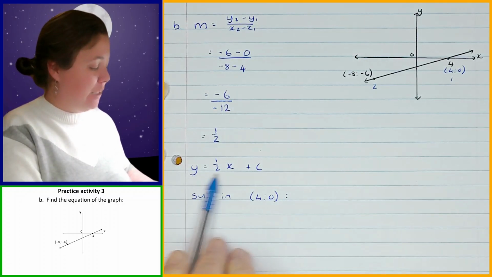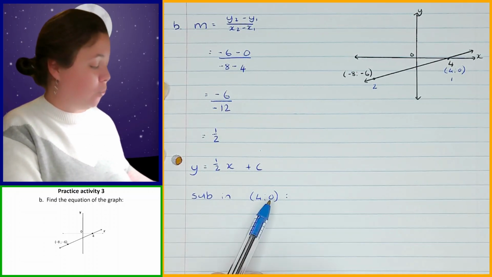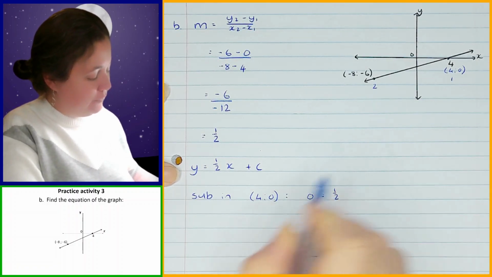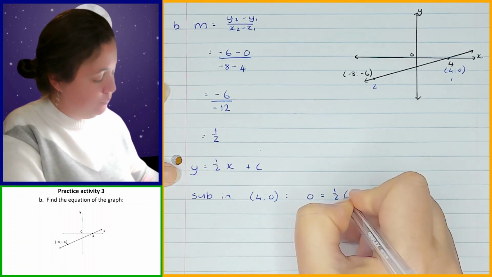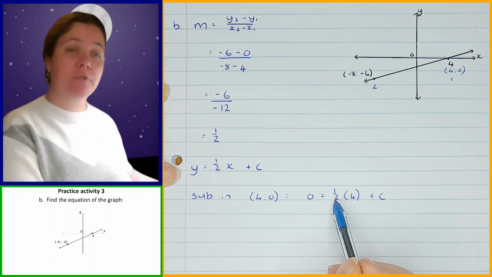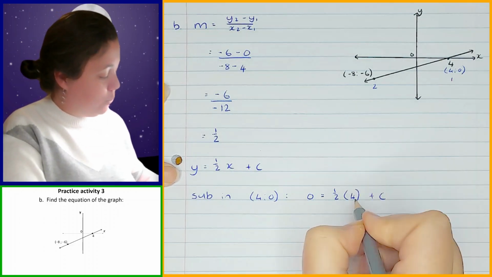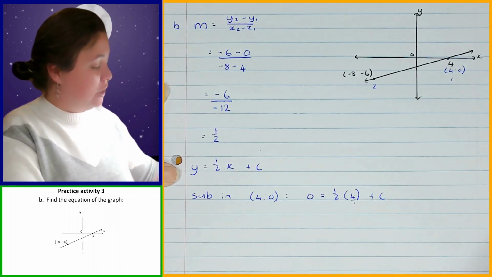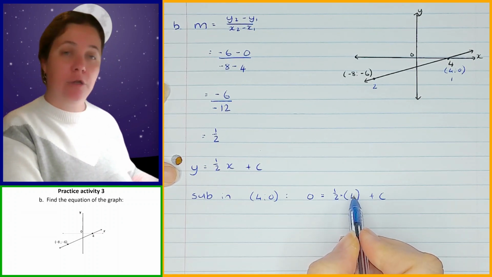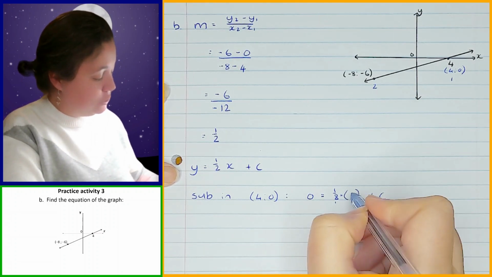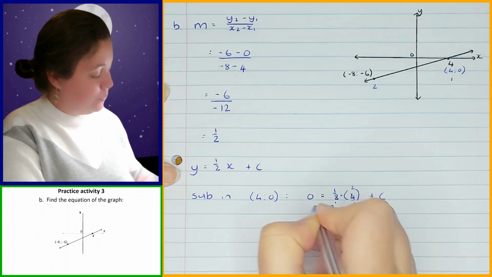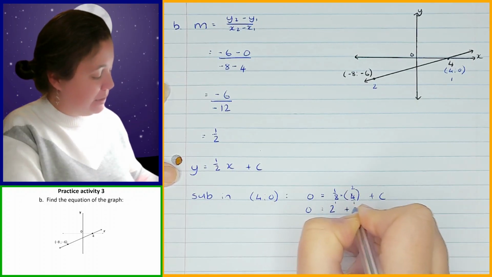Okay, so I'm going to sub in the point (4, 0) and fill that into my equation. The y value is 0, so I've got 0 equals half times the x value, which is 4, plus c. Now half times 4, this is 4 over 1. You can't see it, remember, but it is over 1. I'm multiplying, so I can cancel out my denominator with the numerator. 2 goes in there once, 2 goes in there twice. So half times 4 is 2, and I've got 0 equals 2 plus c.